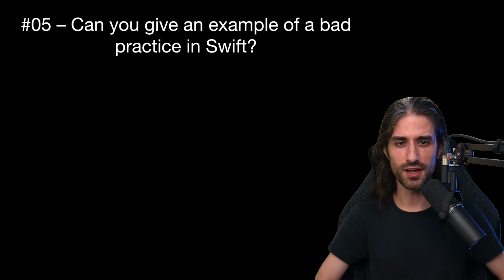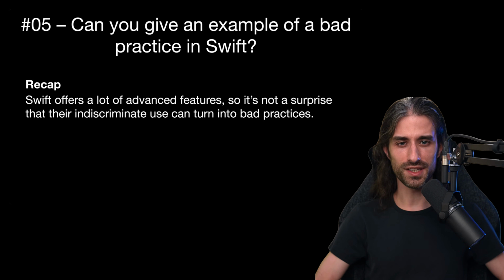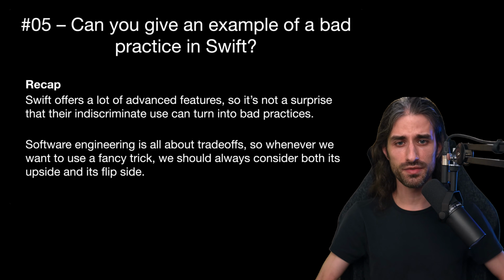That's all for the answer. Now let's move on to the recap. And for the recap, we can say that Swift is a very rich programming language with a lot of advanced features, but we must be careful when using them because their indiscriminate use can very quickly turn into bad practices. And this isn't even specific to Swift, because software engineering as a whole is a lot about making the correct trade-offs. And so, as a general rule, whenever we want to use a fancy trick, we should always be thorough and carefully consider both the potential upside but also the potential downsides.